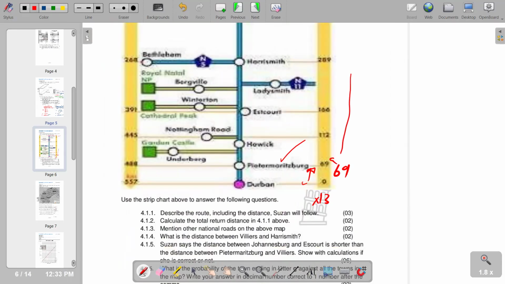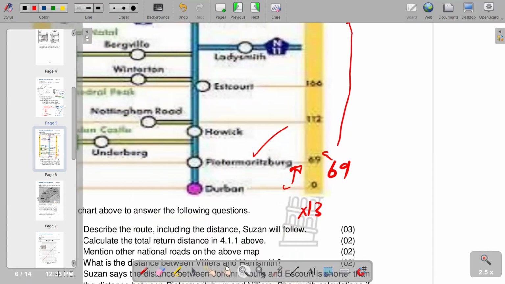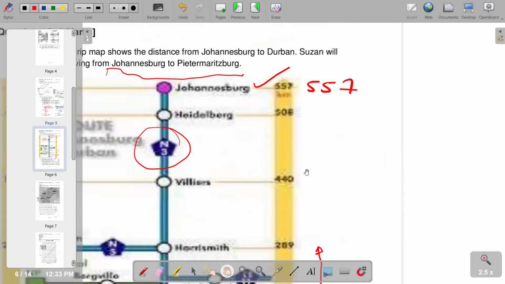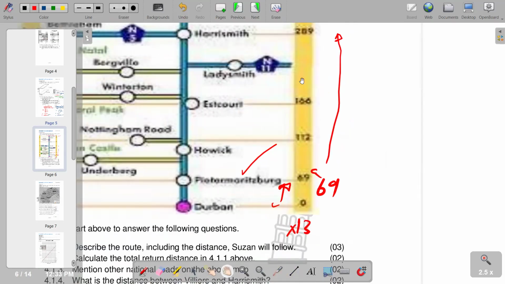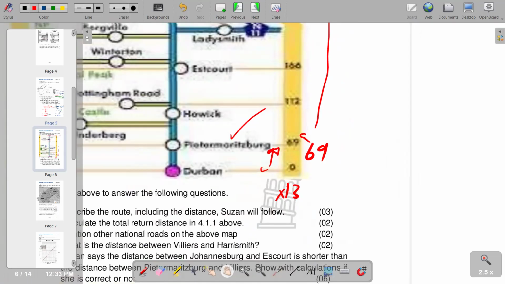So in our calculation, we say 557 minus 69, so that we are left with the distance from Pietermaritzburg to Johannesburg. 557 minus 69, and we're going to get 488. So the route is the N3, the distance being 488 kilometers.